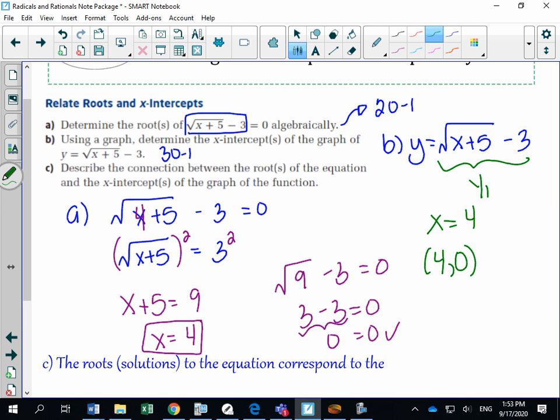So the solution is 4, 0. And again, what we're looking for with solutions when it's asking for what the 0 is, is the x-intercept. C says determine the connection between the roots of the equation and the x-intercepts of the graph of the equation.